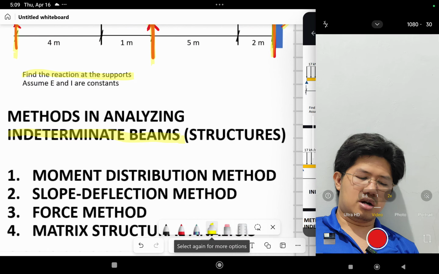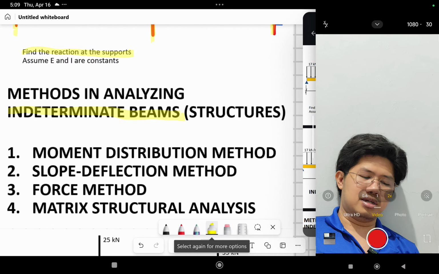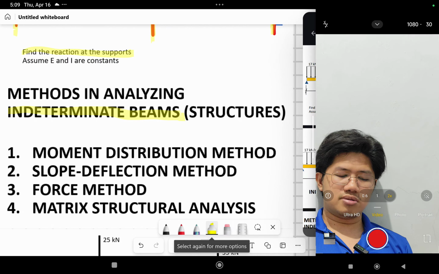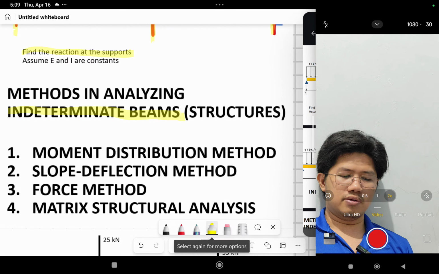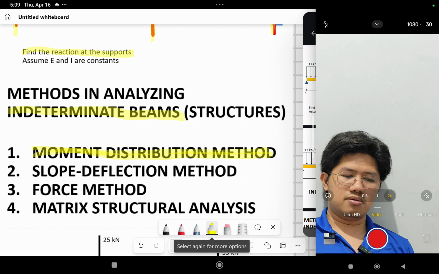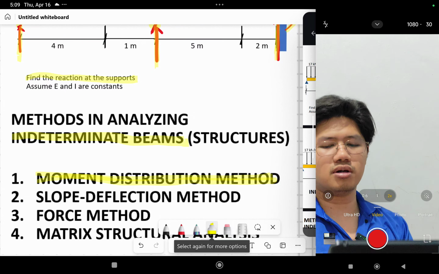Okay, so these are the usual methods, the classical way. Okay, so we have the moment distribution method, the slope deflection method, the force method, and matrix structural analysis. Okay, so we will only focus on moment distribution method. Okay, so we will learn today how to solve the reactions of this beam using moment distribution method. Okay, so how do we do that?